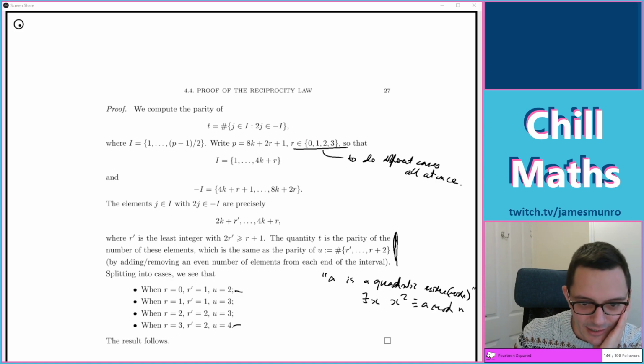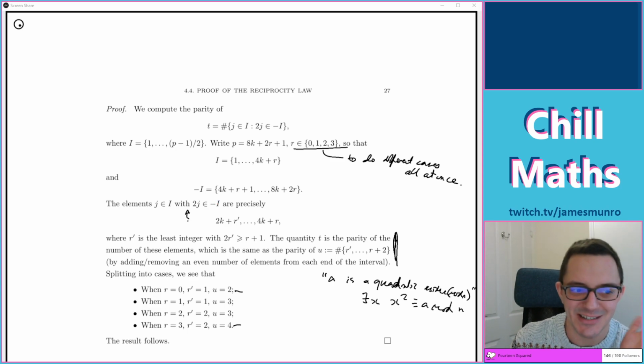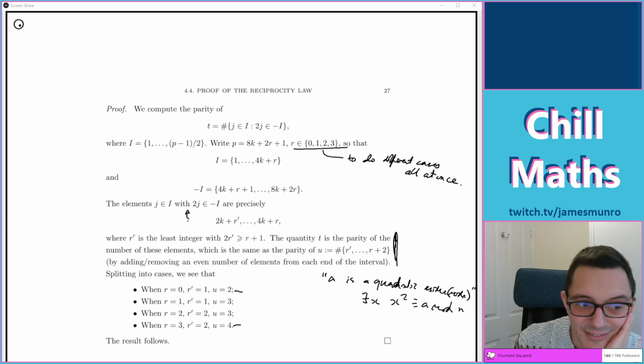Elements of J and I with 2J. I feel like if I understood this, I'm basically done, because this is the size of this, right? The elements where 2J is in minus I. Big proof that this is the relevant thing to calculate, and it lines up nicely with a to the p minus 1 over 2, which is sort of Fermat's little theorem. For Fermat's little theorem reasons, it was nicely related to being a quadratic residue. You're halfway there.